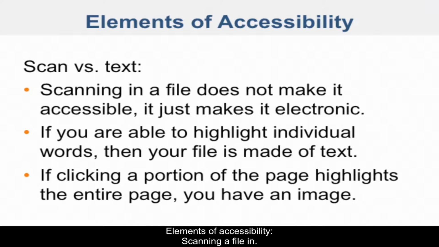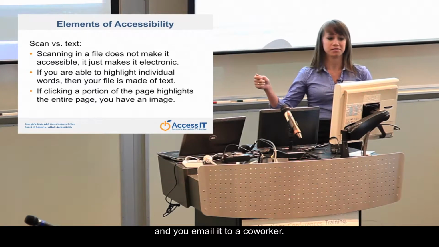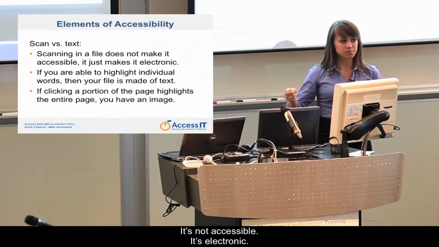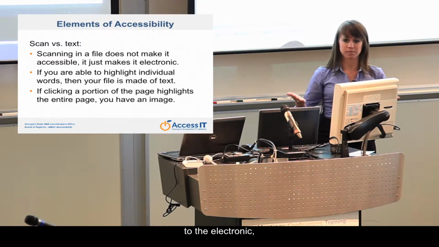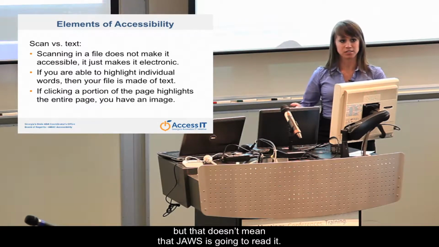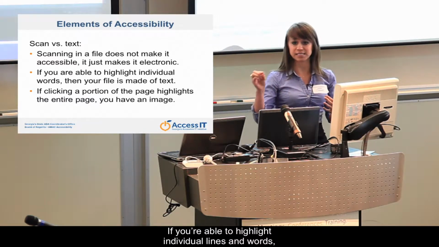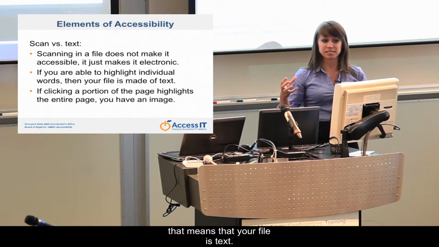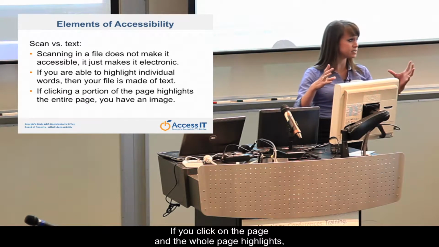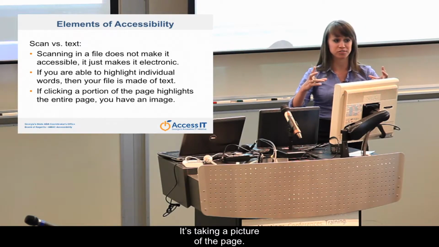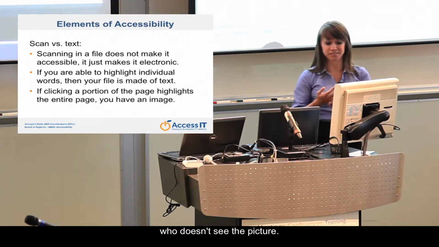Elements of accessibility, scanning a file in. If you have a piece of paper, you scan it on your fax machine and you email it to a coworker, it's not accessible, it's electronic. You've converted it from the physical to the electronic, but that doesn't mean that JAWS is going to read it. If you're able to highlight individual lines and words, that means that your file is text. If you click on the page and the whole page highlights, that's an image. It's taking a picture of the page. A picture is not accessible to someone who doesn't see the picture.